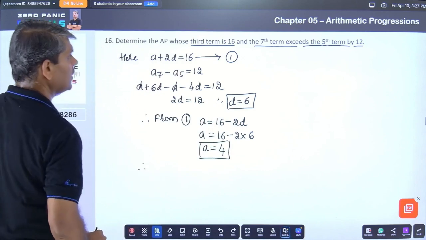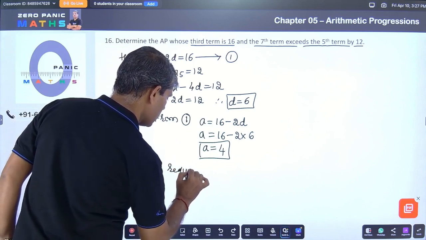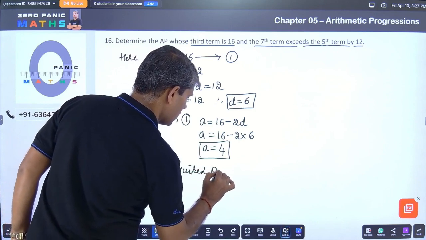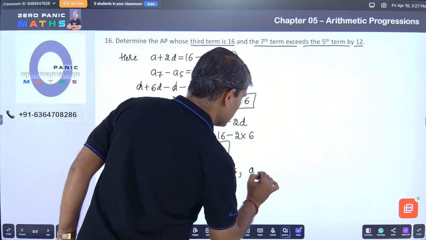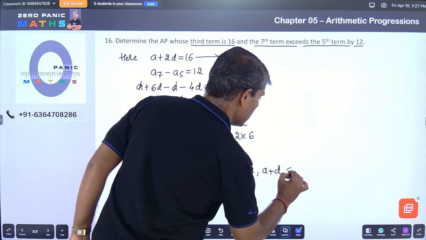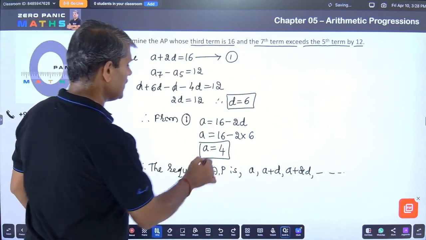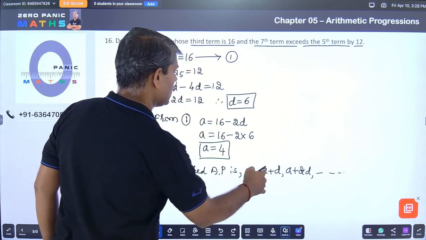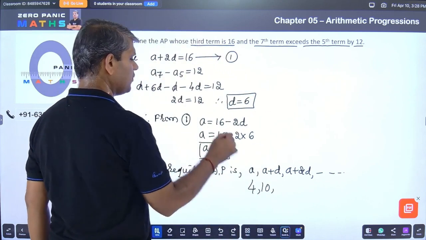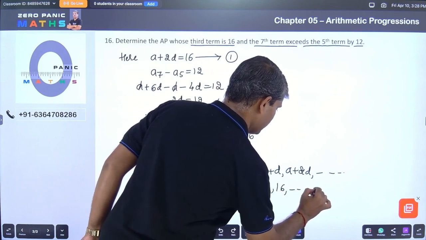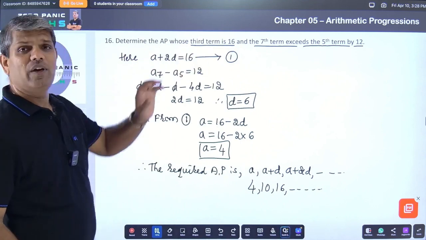Therefore, what is the required AP? Let me write the format of that: A, A plus D, A plus 2D, that way. Now substitute A. A is 4, A plus D is 10, and A plus 2D is 12 plus 4, that is 16, and so on. This is the arithmetic progression with the given condition.